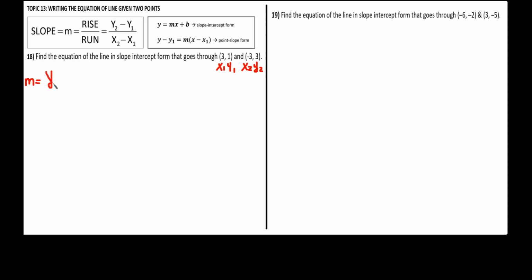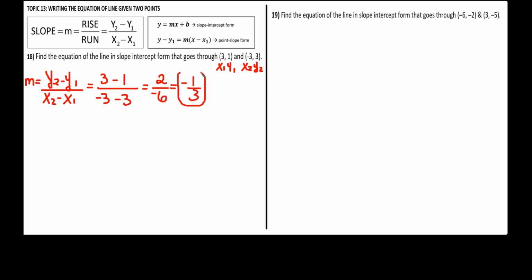is y2 minus y1 over x2 minus x1. So y2 is 3 minus 1, and x2 is negative 3 minus 3. So this would be 2 over negative 6. If you put this in the calculator, it'd be negative 1/3. So that is our slope.